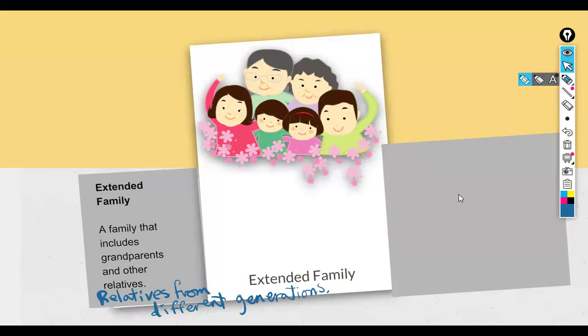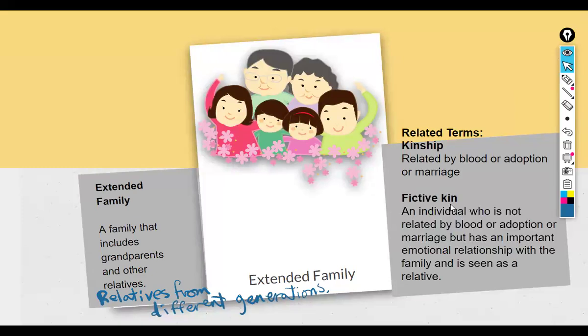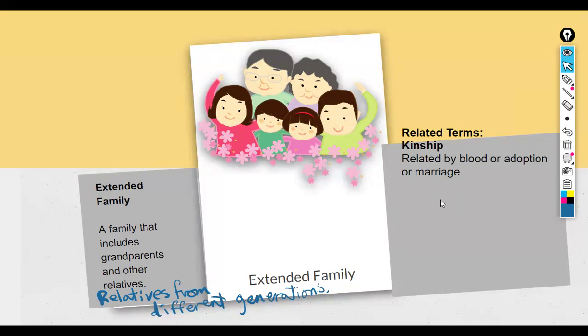Do I have extended terms on this side? Yes. Related terms: kinship and fictive kin. And you could shorten these. So kinship, related by blood or adoption or marriage. If someone is related to you by blood, then they are your kin. If a family that you're a part of has adopted someone, they are your kin. And if people get married, and you are related to one of the people who got married, they become your kin. So this is kinship relationships. Kin is another word for family.